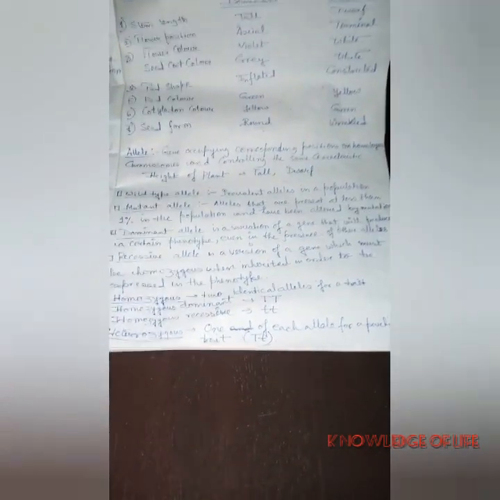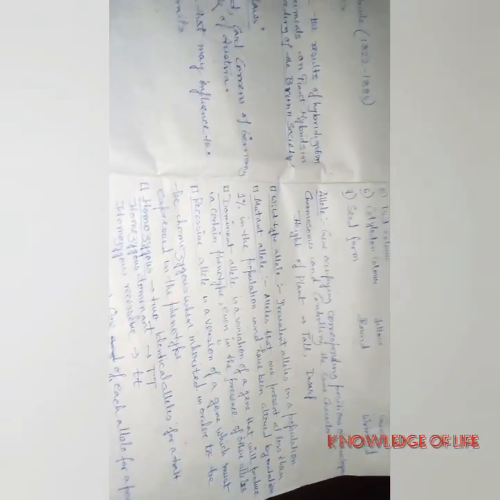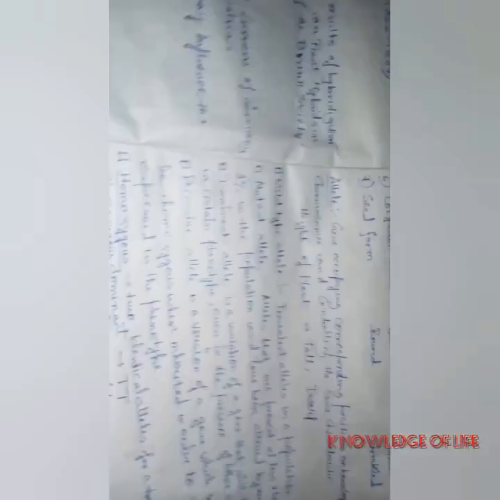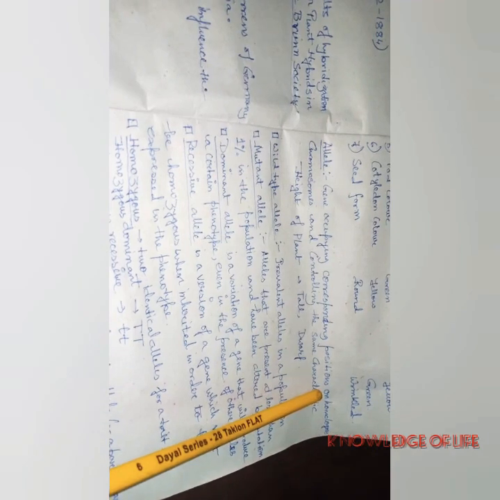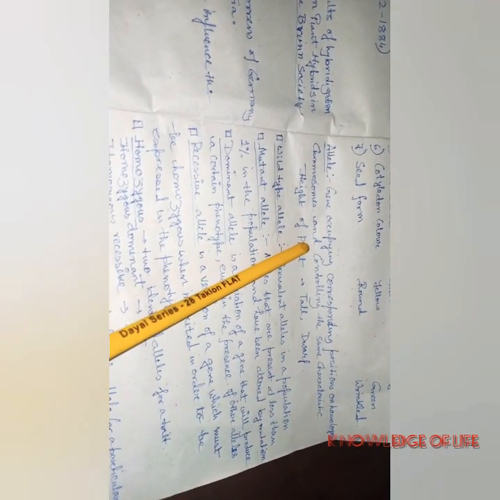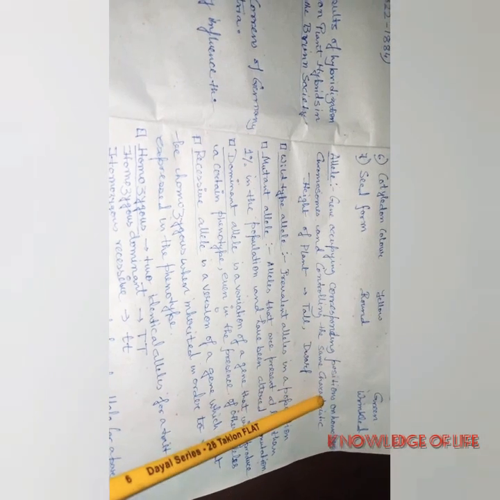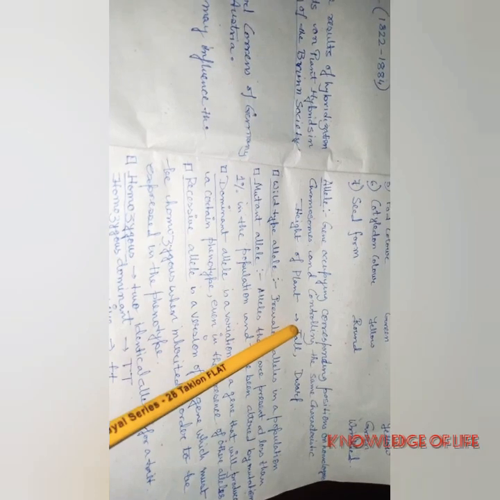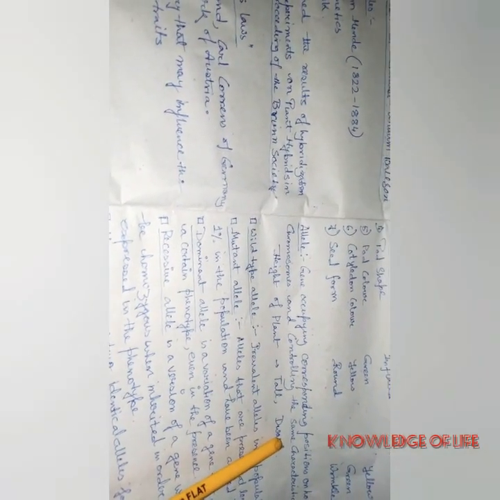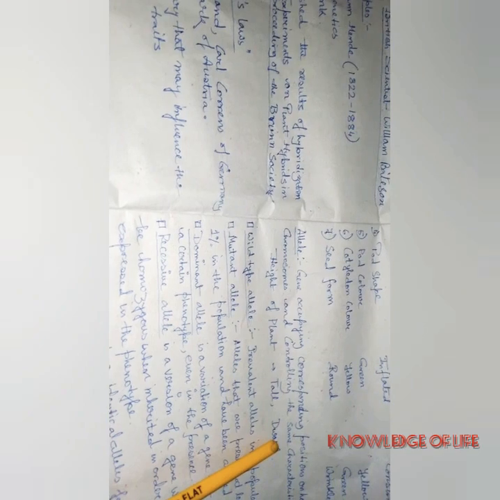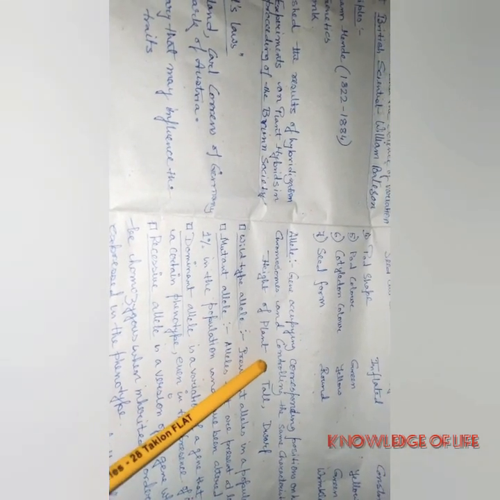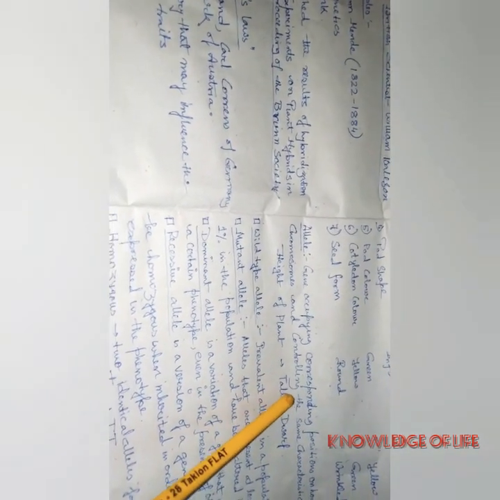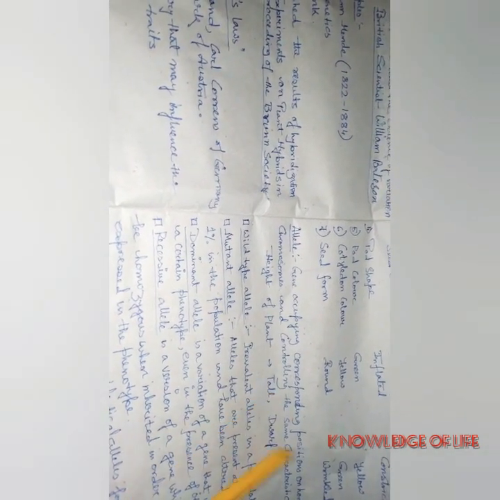Now, what is an allele? Genes occupying corresponding positions on homologous chromosomes and controlling the same characteristic, like height of plants. Here, height of plants is either tall or dwarf. It means controlling the same characteristic but producing different effects, which is tall or dwarf.